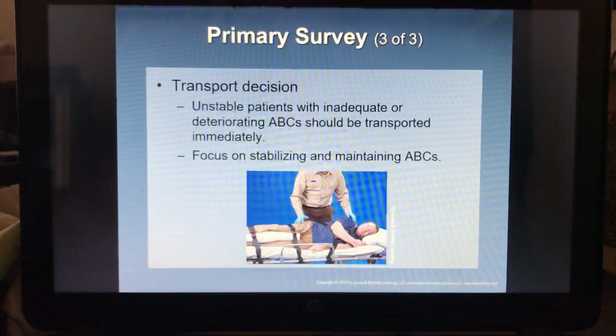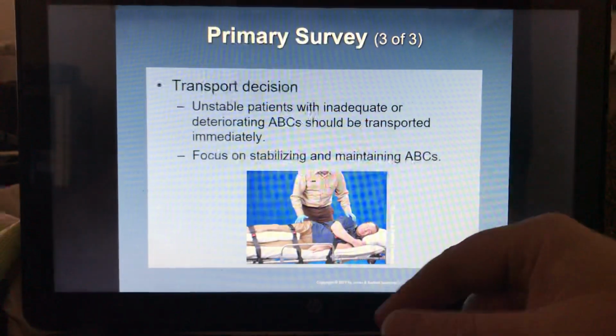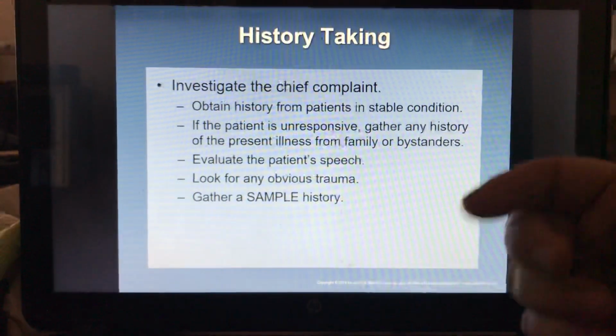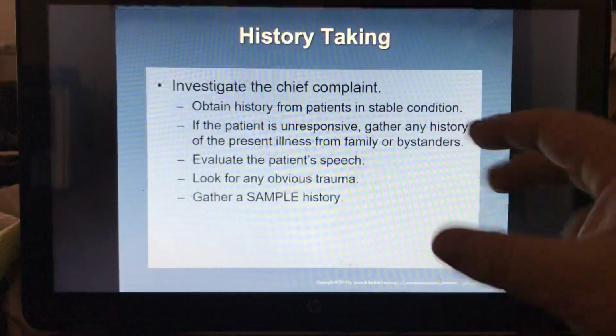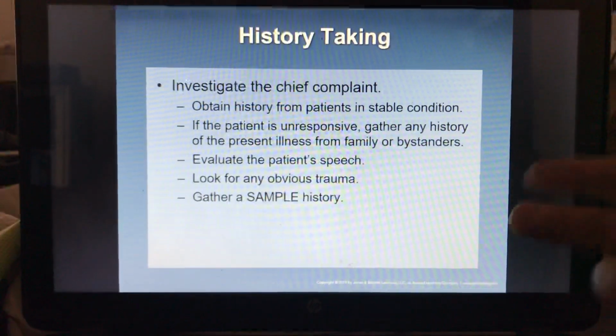Transport decision. Obviously, these are probably going to be load and go patients. You're not going to dilly-dally around, especially if the patient is still seizing. If they're alert, find a chief complaint. If not, then altered mental status is their chief complaint, and it could be secondary to a seizure, stroke, whatever.